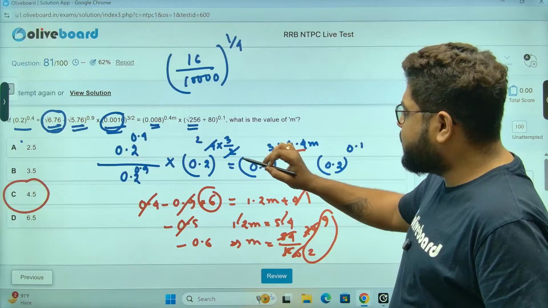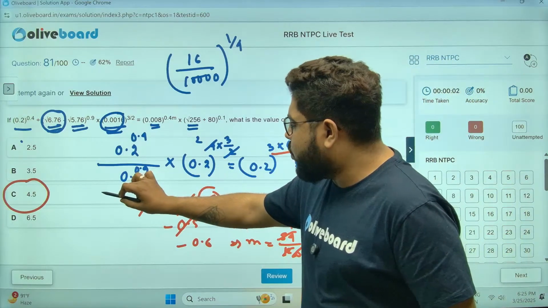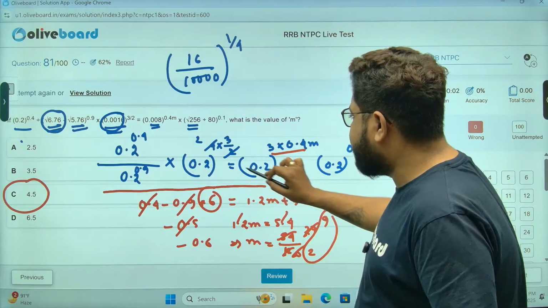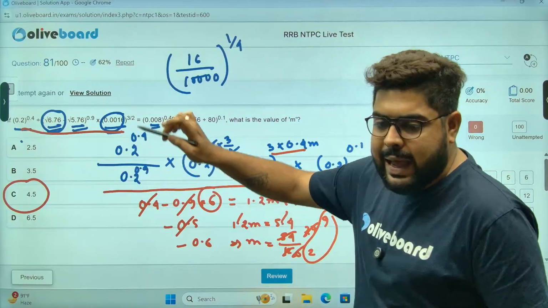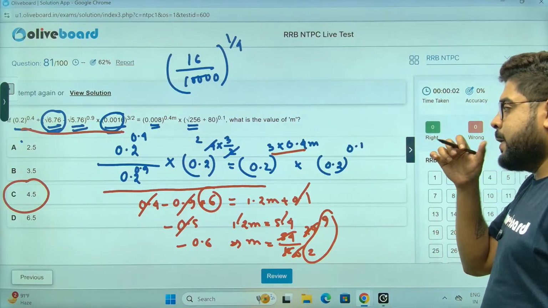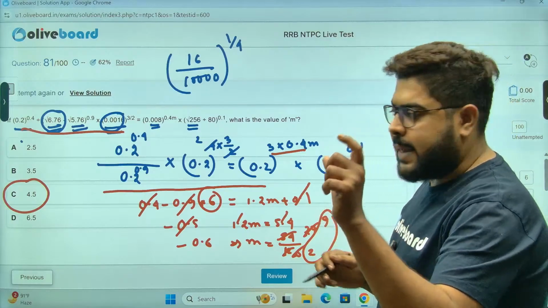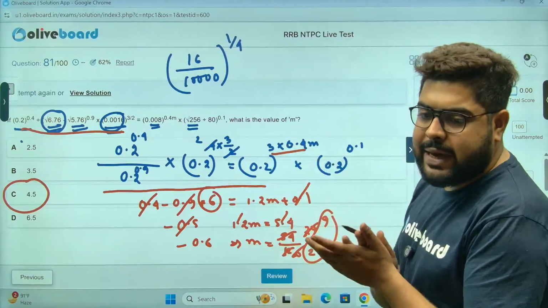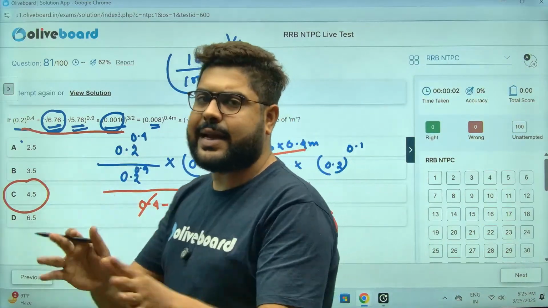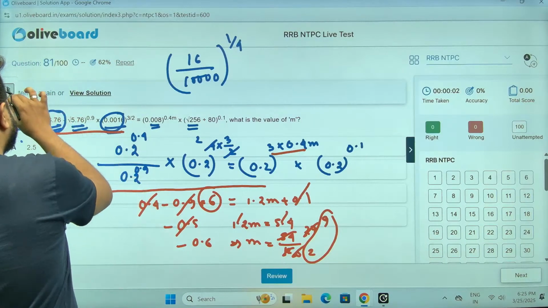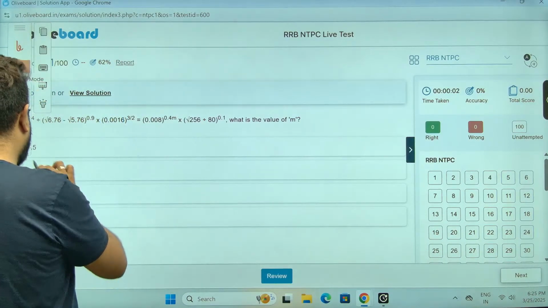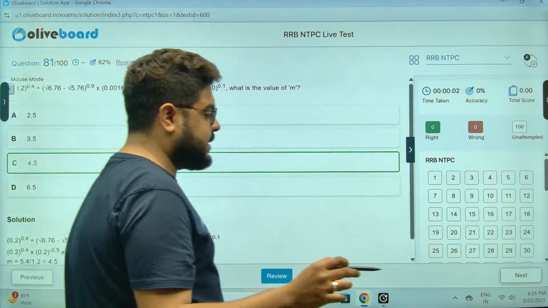So again, what I've done, you see, I've just equated the powers. First I have converted everything as the power of 0.2, because if I take the base same, then only I can make an equation on powers. That is exactly what I have done, sir. Moving on, sir. 4.5. Option number C, sir.